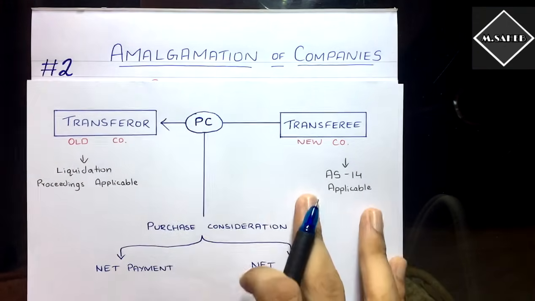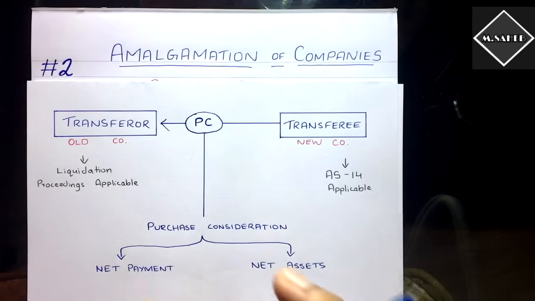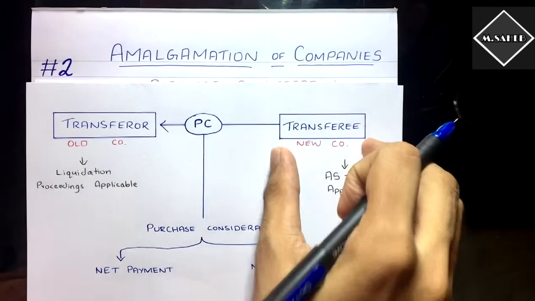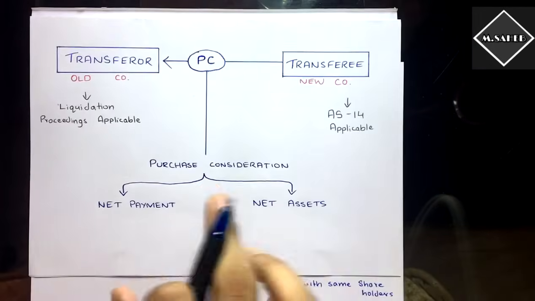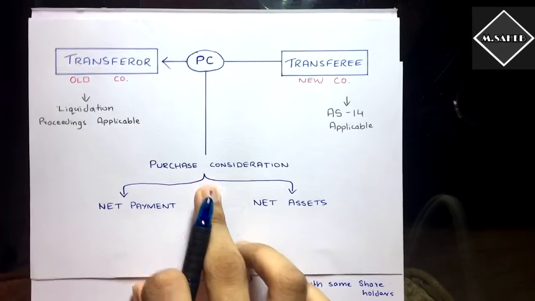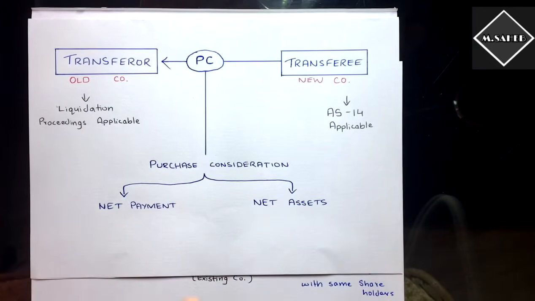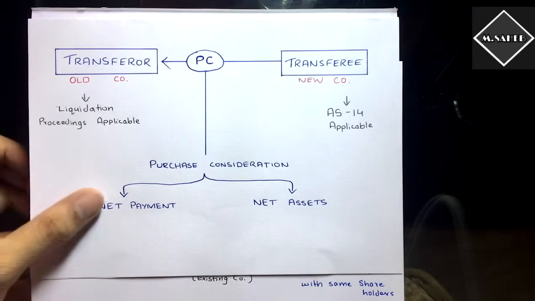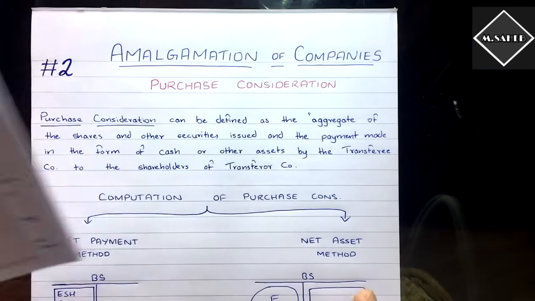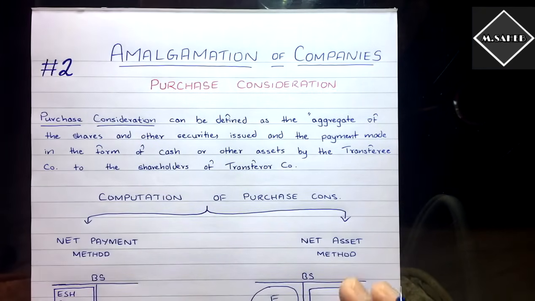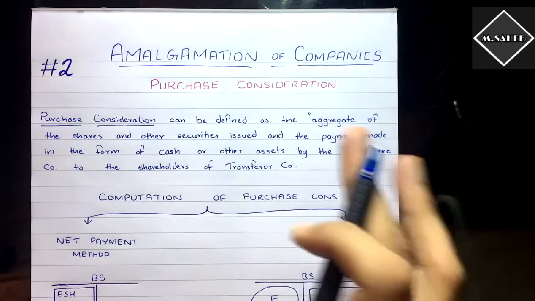Then we came to know about the purchase consideration, the price that is payable from the transferee company to the transferor company. There are two methods for calculation of purchase consideration: net payment and net assets method. In this video we are going to focus only on purchase consideration. First, let's understand what is meant by purchase consideration.